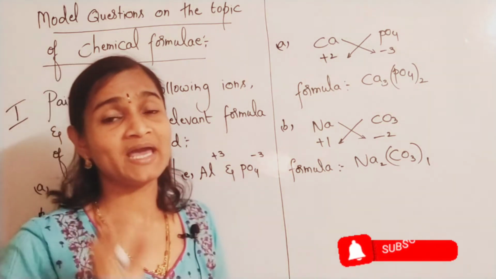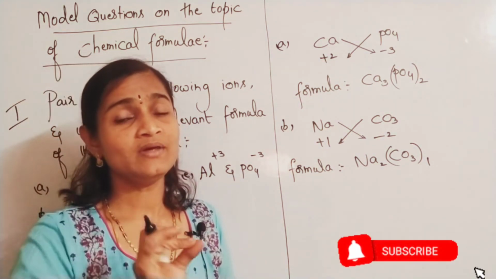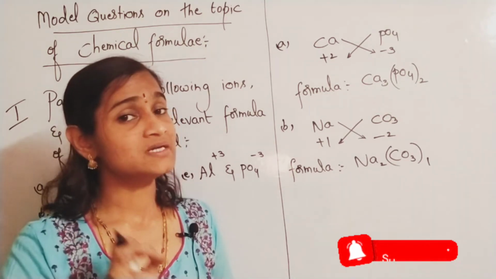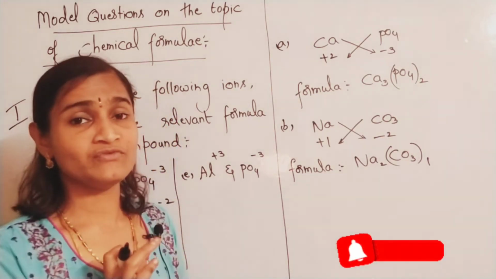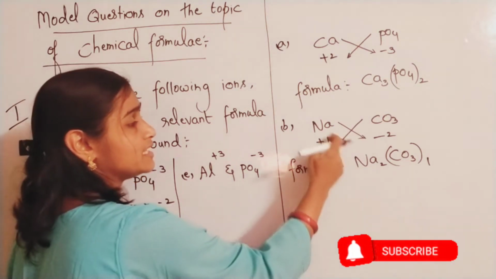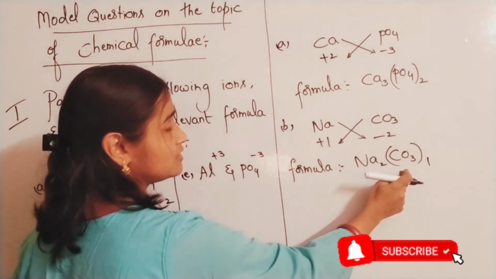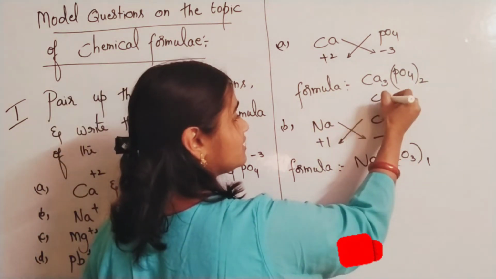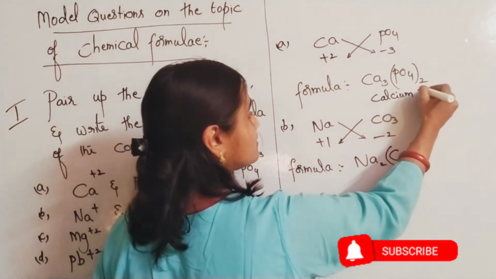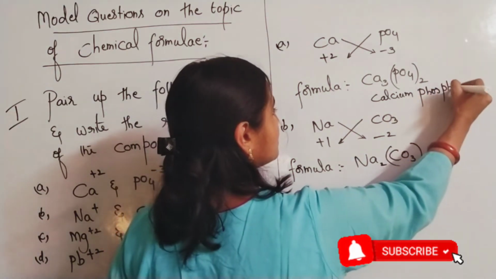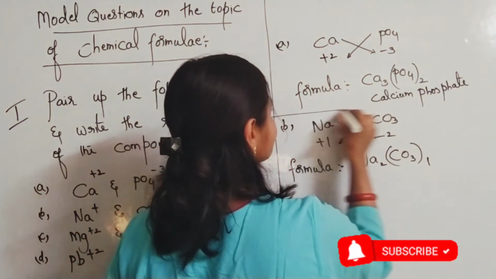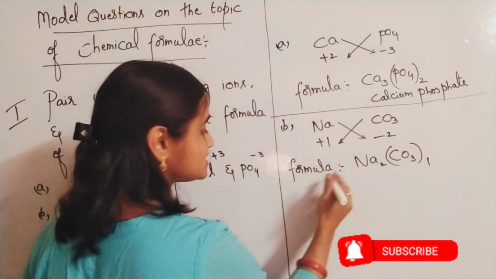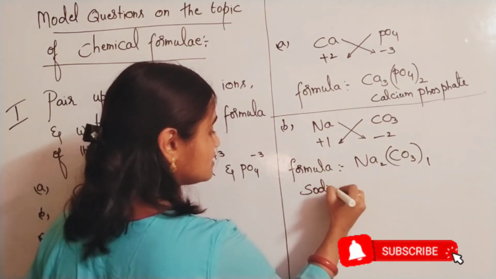Irrespective of plus and minus symbols, you have to remember only the number. Cross over the numbers to get the relevant formula. So the formula of this compound is Na2CO3. And Ca3(PO4)2 is named calcium phosphate. What is the name of the compound? Calcium phosphate.